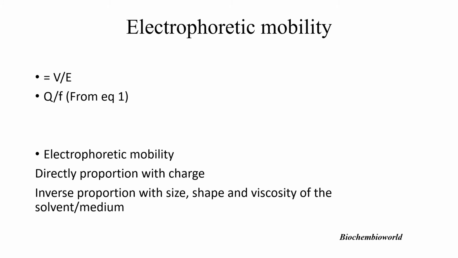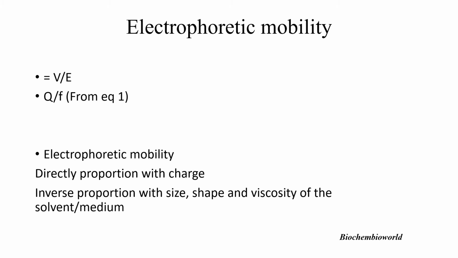The rate of the migration of that charged molecule is usually expressed in terms of electrophoretic mobility, that is mu, and is given by the ratio of the migration rate to that of the electric field. Using equation 1, electrophoretic mobility can be expressed in this term, that is Q, the charge, divided by the frictional coefficient.